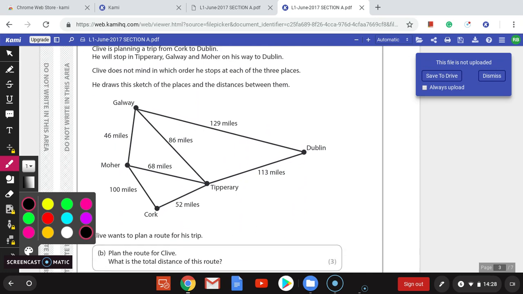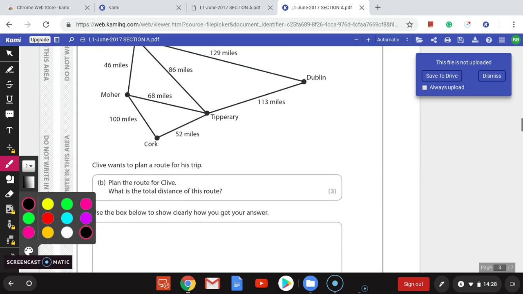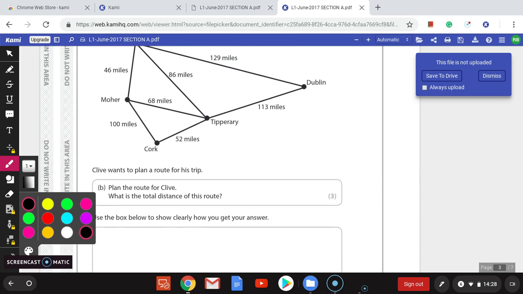The next question is also about Clive. Clive is planning a trip from Cork to Dublin. He will stop at Tipperary, Galway, Moher on his way to Dublin. Clive does not mind in which order he stops at each of these 3 places. He draws this sketch of the places and the distances between them. So Clive wants to plan the route for his trip.